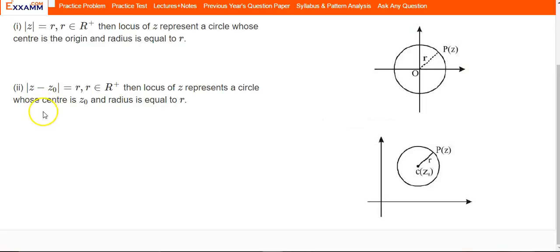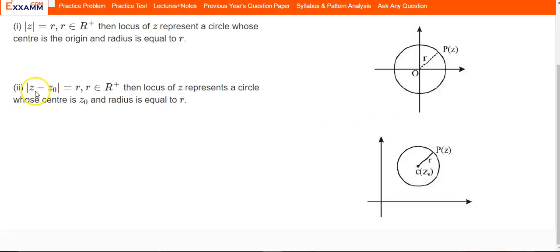So what does this mean? Suppose z0 is equal to 3 plus 4i, then we write this equation as modulus of z minus 3 minus 4i is equal to r. Then we are given that modulus of z minus 3 minus 4i is equal to, say, 5. Then what does it mean? That this would be the equation of a circle with center (3, 4) and radius 5. This we have to remember, a very important equation, and I will be giving you many examples based on this.